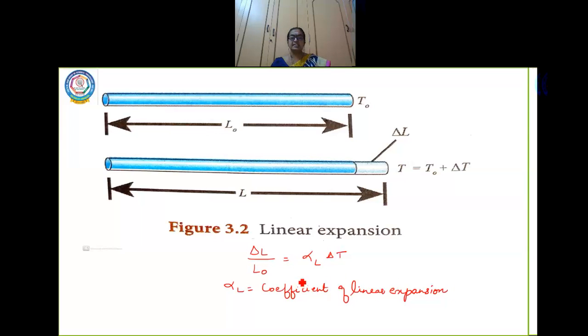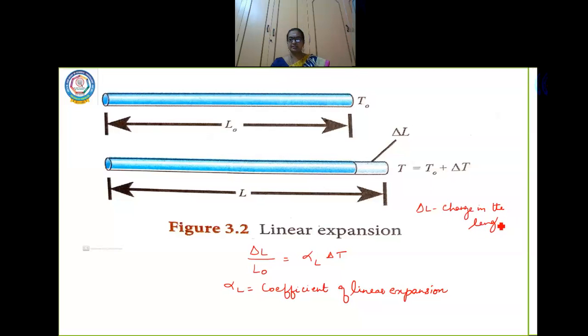Okay, so this is the ratio of change in the length to the original length, which is proportional to temperature. When you increase the temperature, the length will change. So when you replace this proportionality by a constant, this constant is nothing but you call it as coefficient of linear expansion. So what is del L? Del L is the change in length. So let me write the terms here, children. Del L is change in the length.